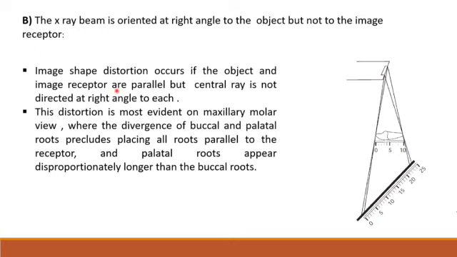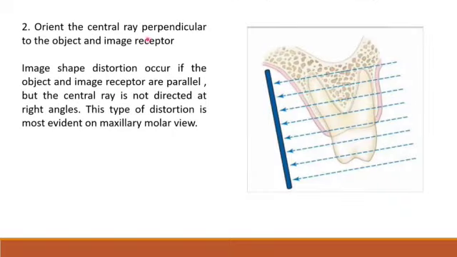Image shape distortion occurs if the object and the image receptor are parallel, but the central ray is not directed at a right angle to them. This distortion is most evident on a maxillary molar view, where the divergence of the buccal and palatal roots precludes placing all roots parallel to the receptor, and the palatal roots appear disproportionately longer than the buccal roots. So orient the central ray perpendicular to the object and the image receptor. Like this, the X-ray beam is perpendicular to the object as well as the image receptor.